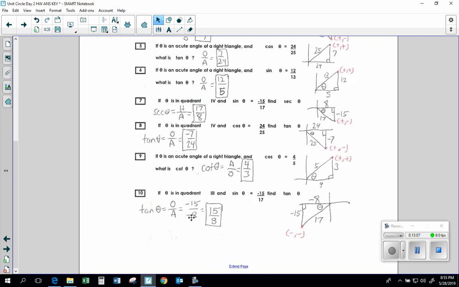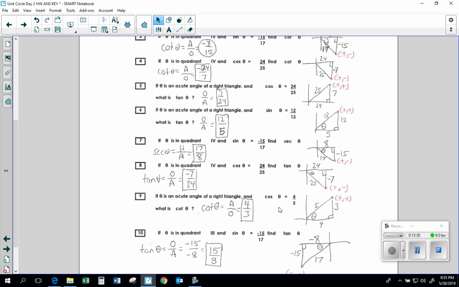I cannot leave it as that because a negative over a negative is a positive. If you leave it like that, you're going to lose a point because you did not simplify the final answer. You can never have two signs in your final answer. You've got to get down to one sign. The whole thing's either positive, or the whole thing's negative, not two signs. So 15/8 is my answer right there.